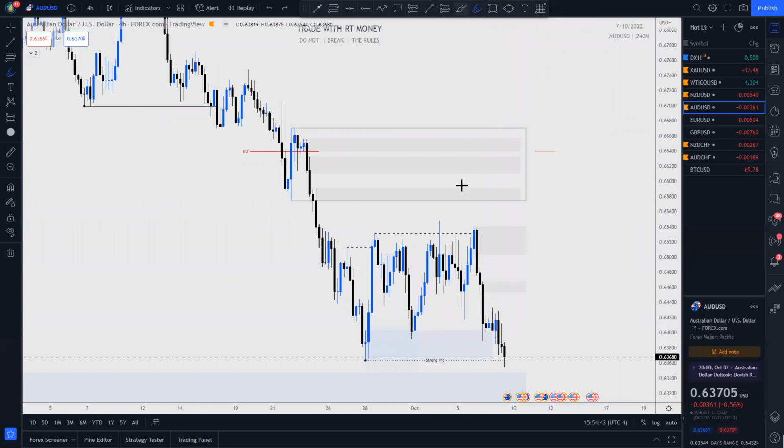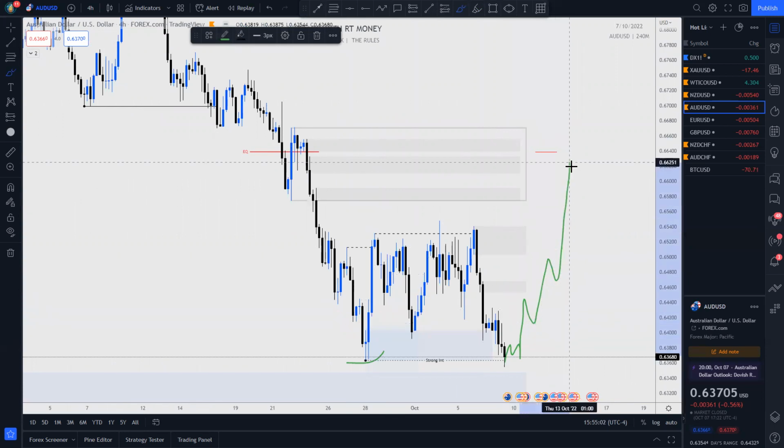Ideally, but sometimes price, in this case, doesn't make it up there. Now, what I want you to do is be careful here, because what price can do is pussyfoot around here, never give us a break and close below that low, and make its way up, and then come down.